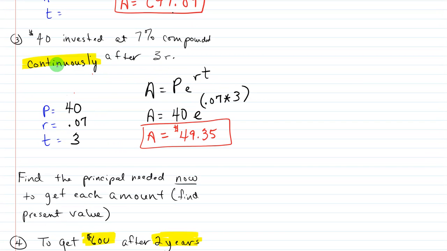Continuously, when you see that word, you know you're going to use this formula, and you're putting $40 in, 7% interest, 3 years. So it's 40 times E raised to 0.07 times 3.